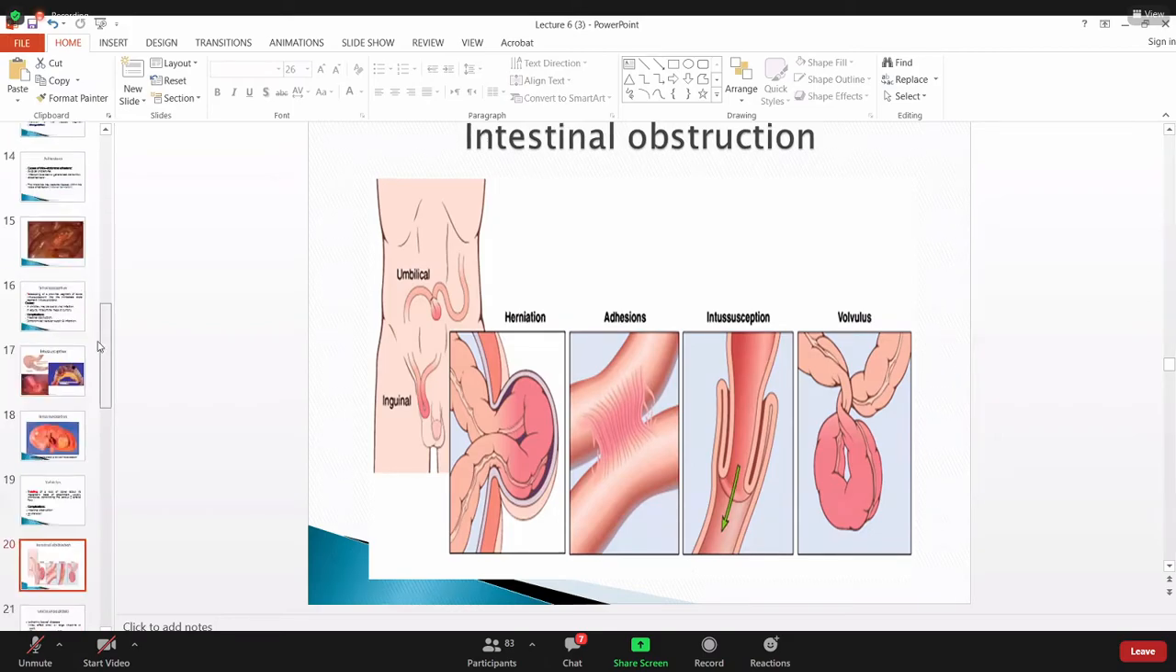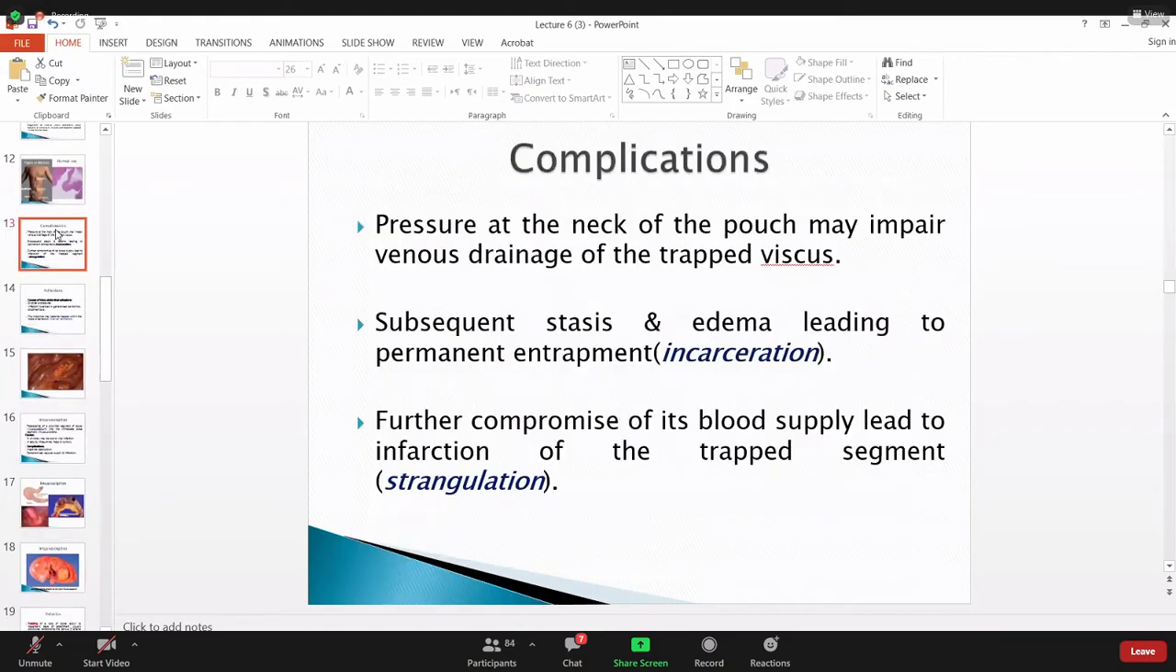The other complication that happens with hernias is strangulation. Strangulation is very, very dangerous. What happens in strangulation is further, more and more venous congestion, then pressure on the arteries, on the arterial supply, on the blood supply, leading to infarction of the trapped segment. Meaning ischemia happens: blood stops reaching it, so ischemia occurs.